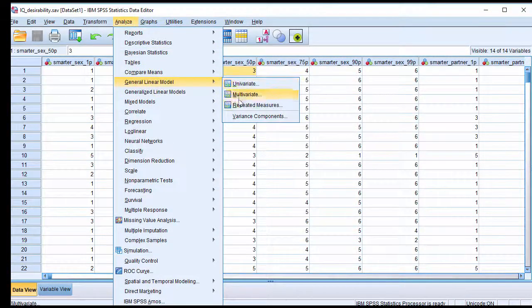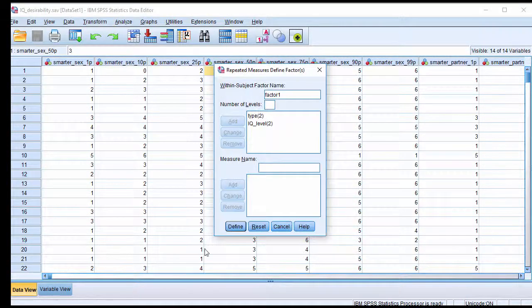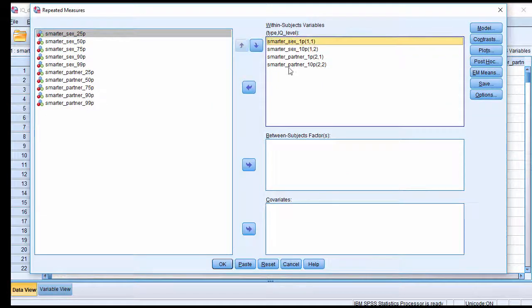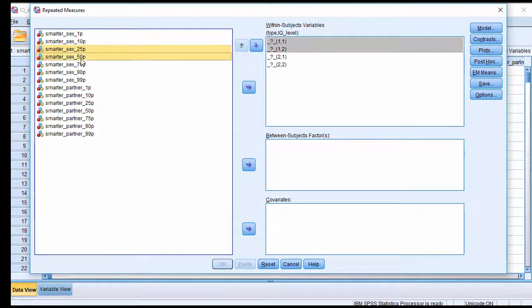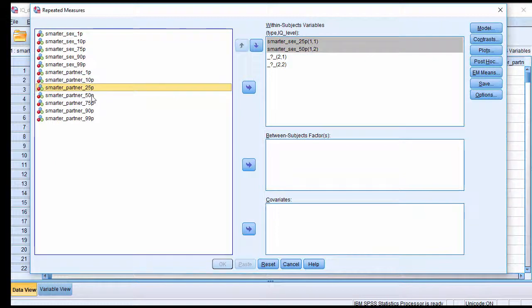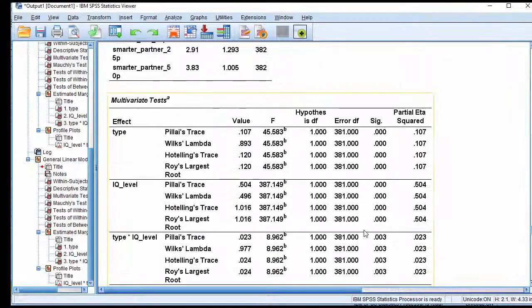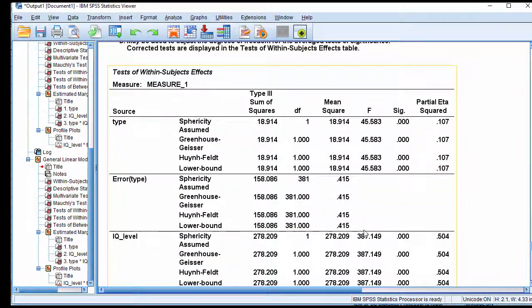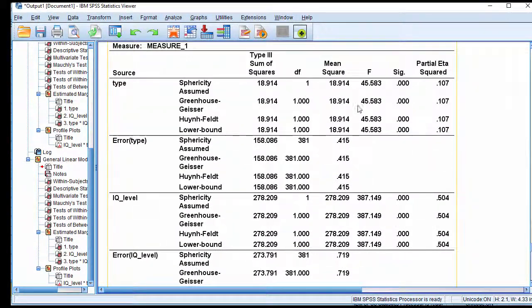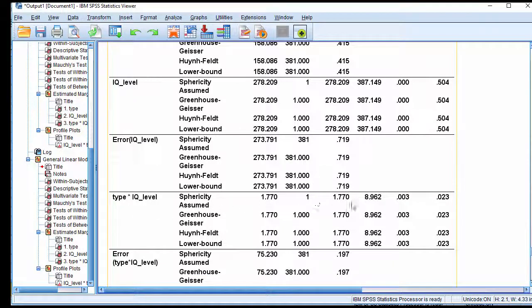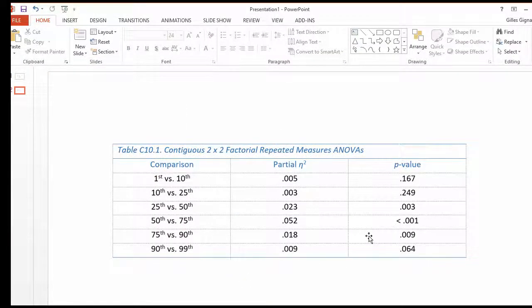Analyze, general linear model, repeat, still 2 by 2, throw these variables out, and I'm interested only in the 25th and 50th percentiles, and then I'm going to get a significant result here. The interaction is going to be statistically significant. So here's the test of within subjects effects, and the type by IQ level is 8.962, p equal 0.003, and 0.023 effect size. That's where I've got this. The effect size is 0.023, p equal 0.003.